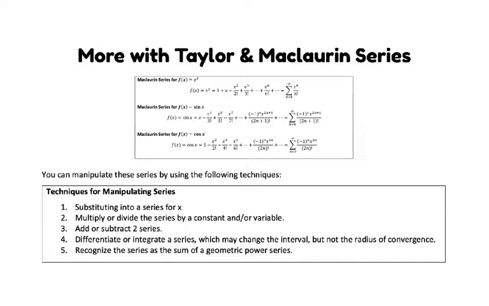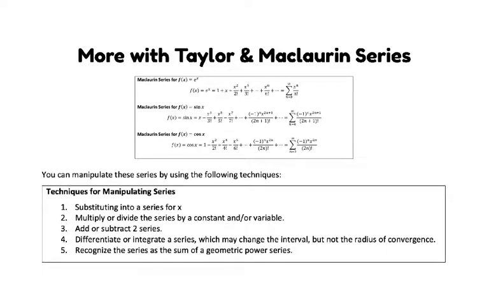So what if instead of e to the x, it's e to the x squared? Or instead of sine x, it's x times sine x, or a combination of these things. So you might be substituting something in for x, or multiplying and dividing by a constant or variable. You may have to combine two types of series with addition or subtraction. And then we've practiced a little bit of differentiating and integrating a series, and recognizing it as a sum of geometric powers.